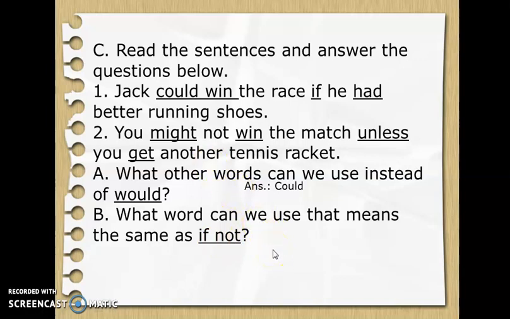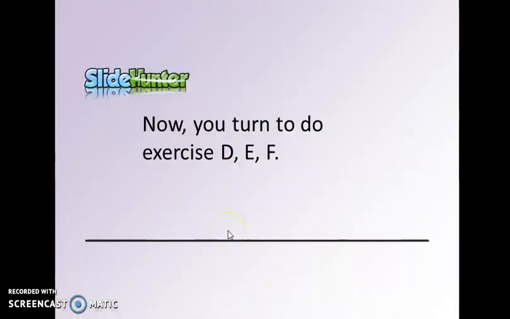Do you still remember? Unless. Okay, yes, correct. You might not win the match unless you get another tennis racket. If I want to use if, then I can change it this way. You might win the match if you get another tennis racket. So unless means if not, right? Now it is your turn to do exercises D, E, and F.